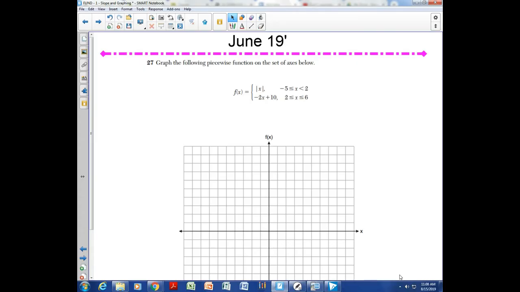June 19, question number 27. Graph the following piecewise function on the set of axes below.